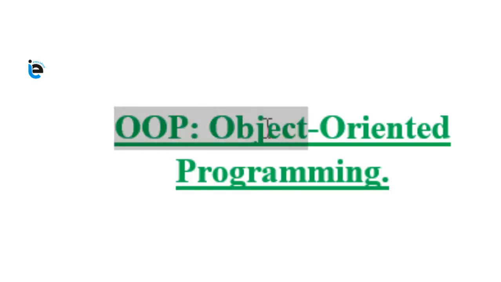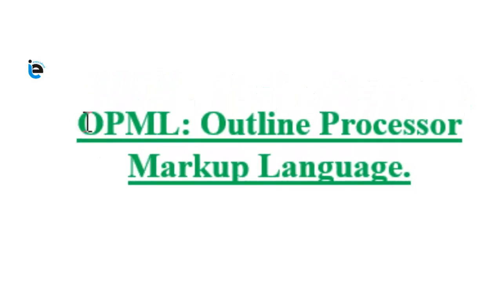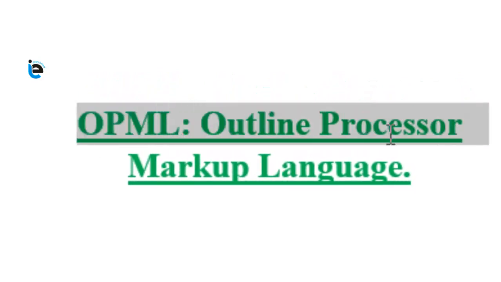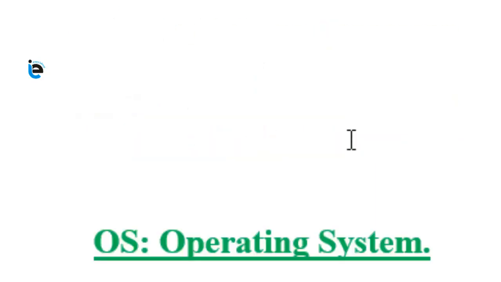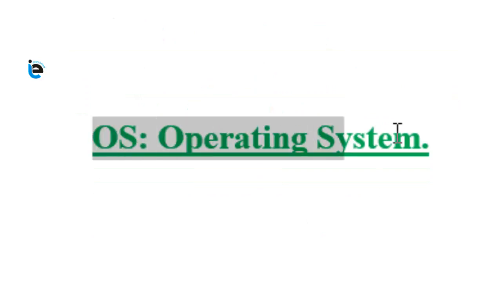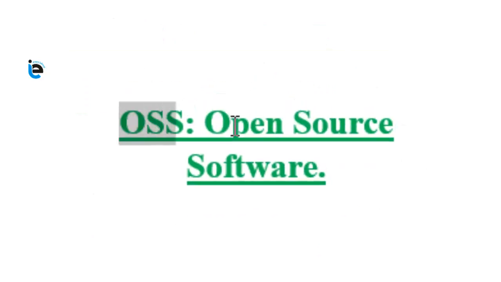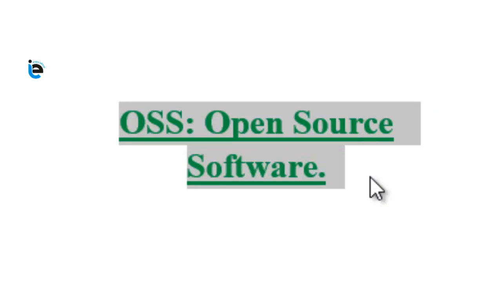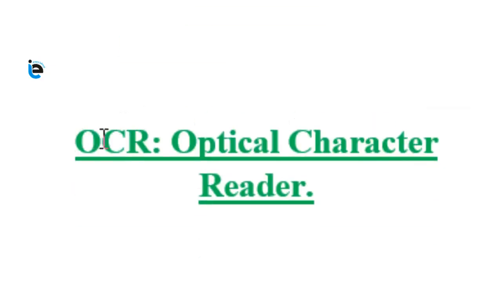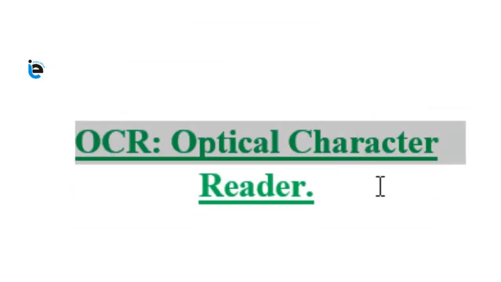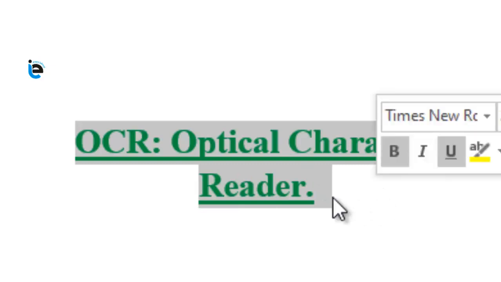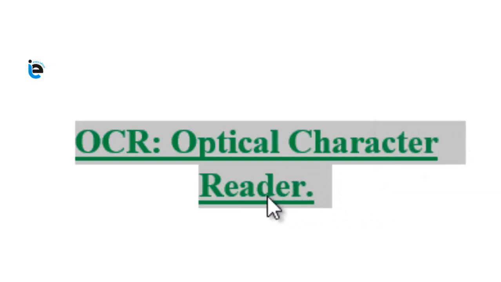OOP stands for Object Oriented Programming. OPML stands for Outline Processor Markup Language. OS stands for Operating System. OSS stands for Open Source Software. And OCR stands for Optical Character Reader and Optical Character Recognition. Both can be.